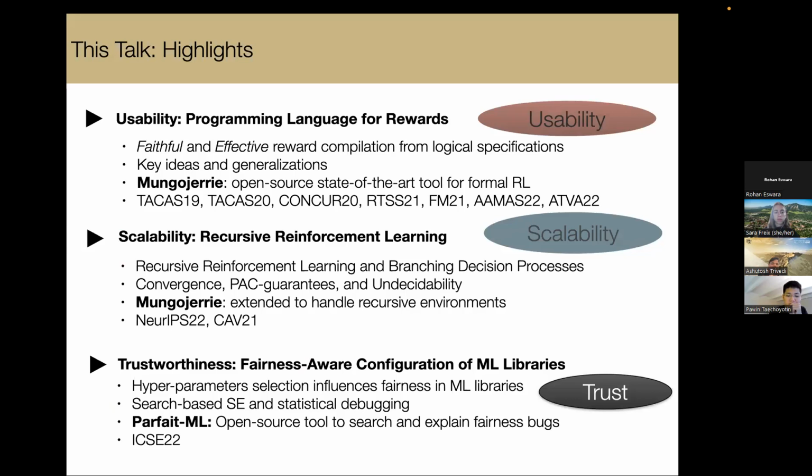So here is the rough outline of what is going to happen. Next, we will take one portion from usability and talk about programming languages for rewards and why it is difficult to directly write the rewards in some cases and where formal languages could be useful. In the second part, we would talk about scalability and discuss recursive reinforcement learning, that is, reinforcement learning for structured environments. And finally, we could touch upon trustworthiness, that is, how we configure machine learning libraries so that we minimize bias and discrimination.